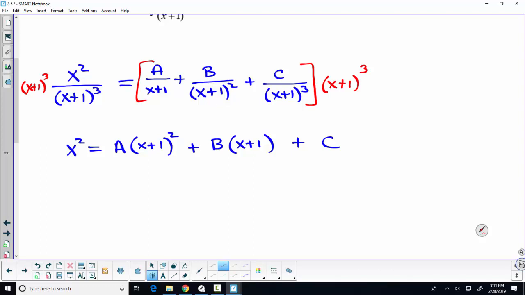In the case where you have two simple linear factors, it's equivalent to that. But all right, so we're going to go through this the long way. We're going to say then x squared is equal to, we've got to expand (x+1) squared and then multiply A through. So we have Ax squared plus 2Ax plus A plus Bx plus B plus C.